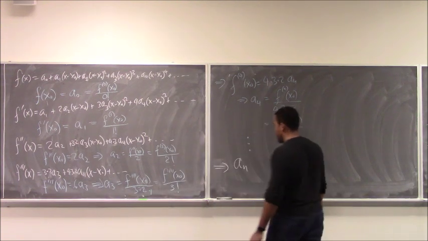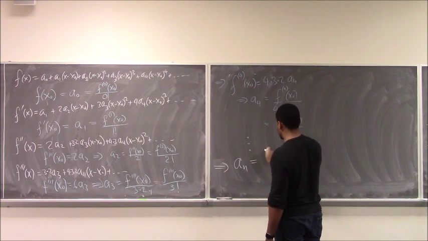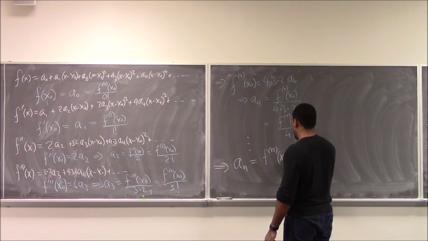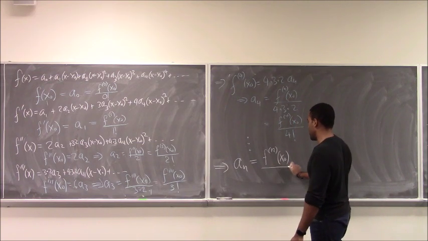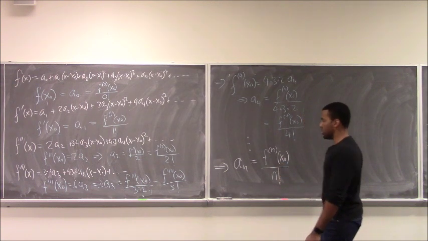the nth term, a_n, I can figure out what that is by taking n derivatives, evaluating it at the point of interest where my power series is centered around, and then dividing that by n factorial.